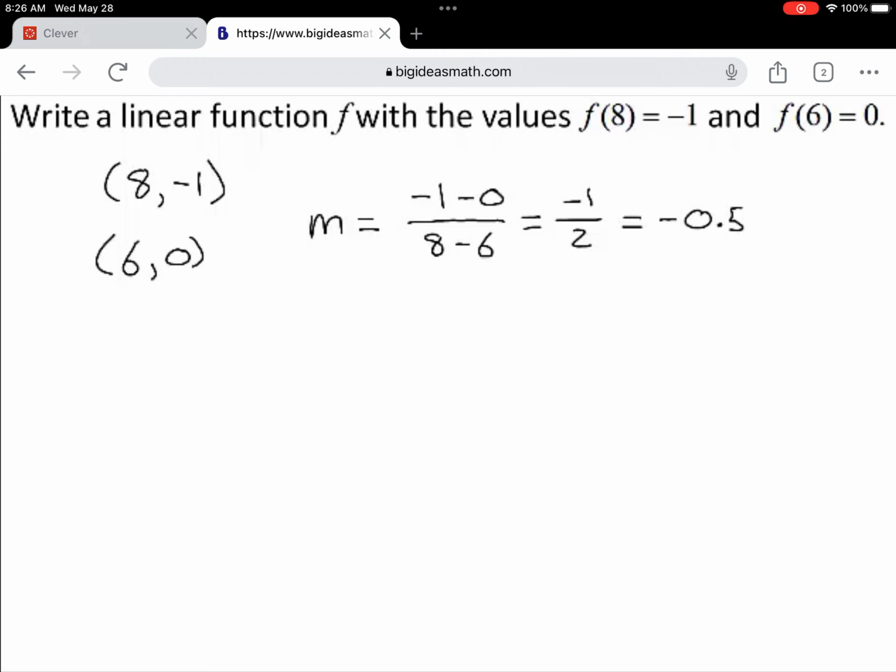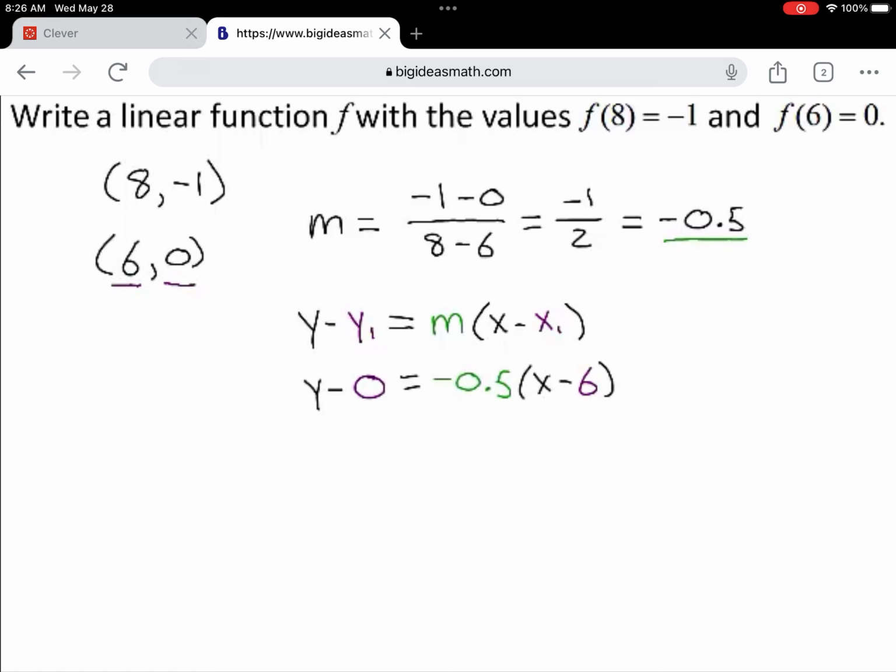Next, use the slope and one of the given points to write an equation of the line in point-slope form. Point-slope form is given by y minus y1 equals m times the quantity x minus x1. Use the point (6, 0). Substituting 6 for x1, 0 for y1, and negative 5/10 for m gives y minus 0 equals negative 5/10 times the quantity x minus 6.